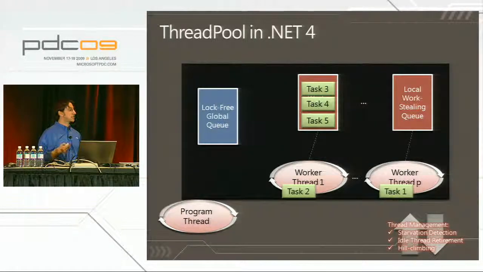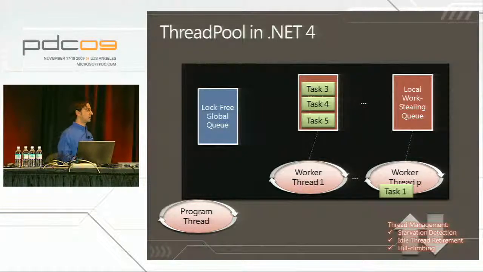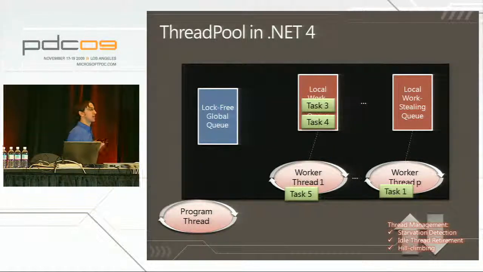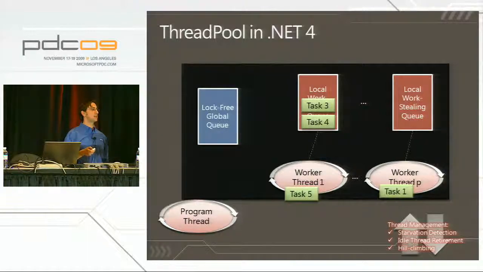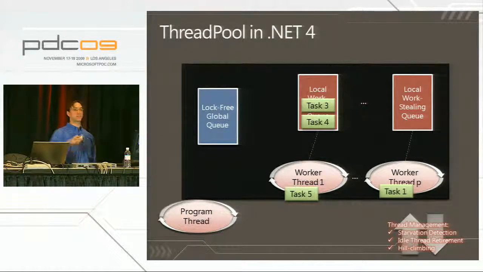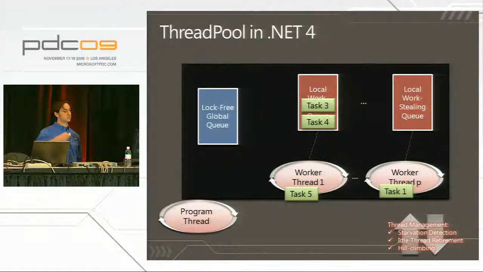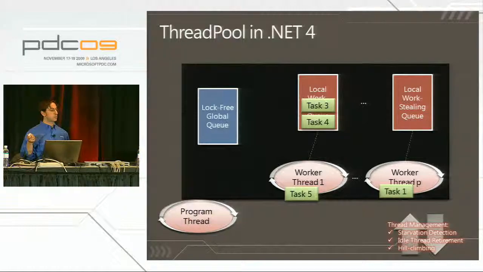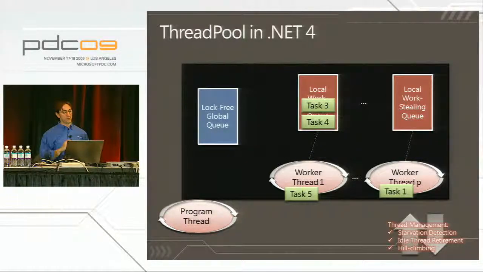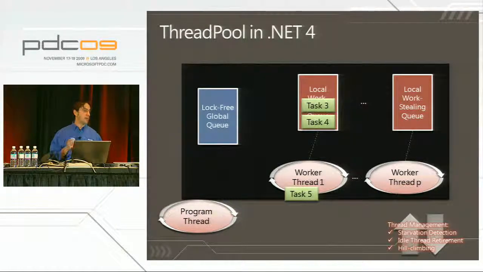So now when task 2 is done and it wants to go pull off some work, if it pulls off task 5, there's a good chance that it's still hot in the cache, and so it's going to be able to run that task more efficiently because it's going to be able to make fewer trips to main memory. Always a good thing. So now let's say worker thread P finishes task 1, and it goes in search of additional work.